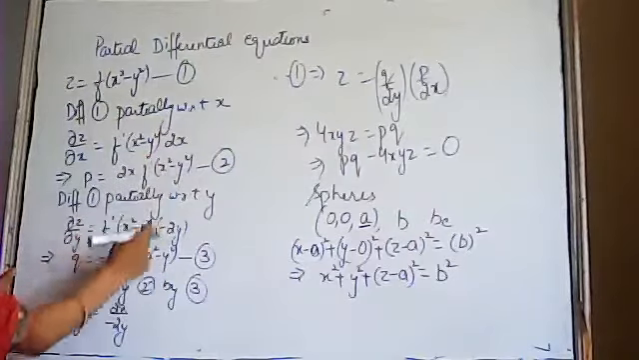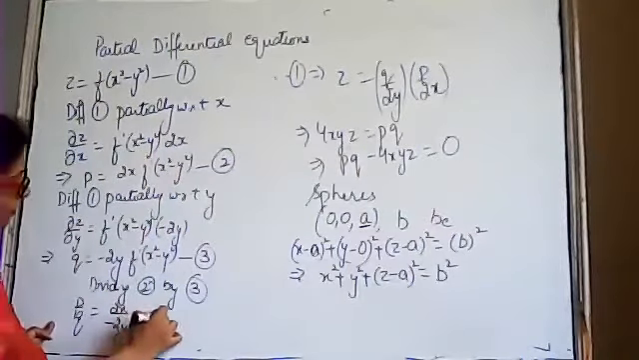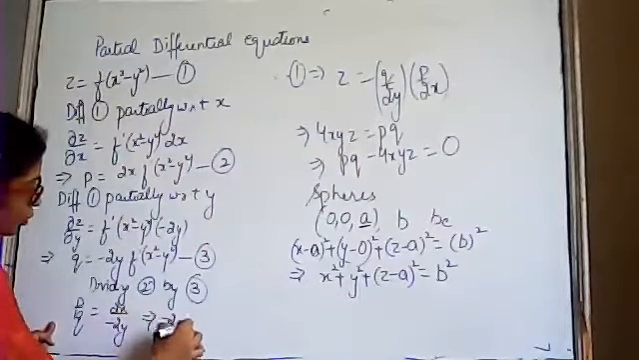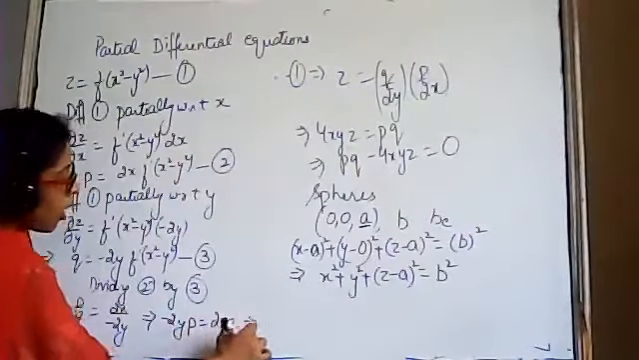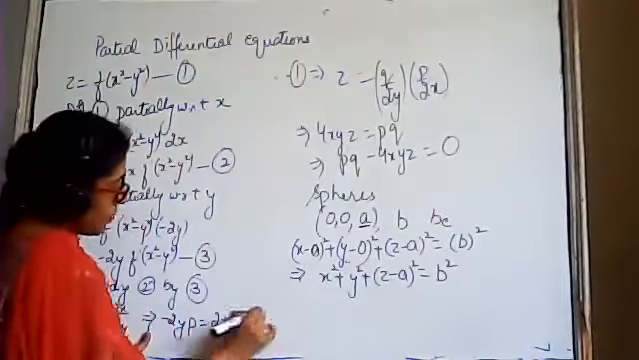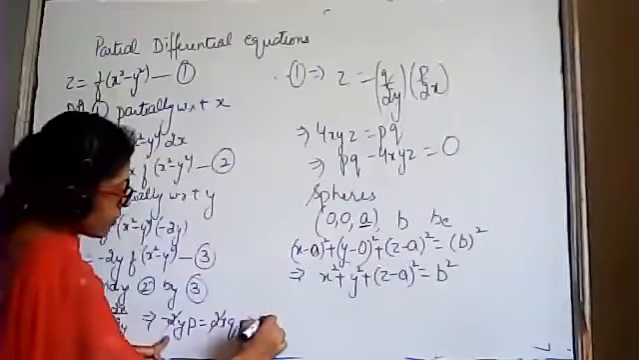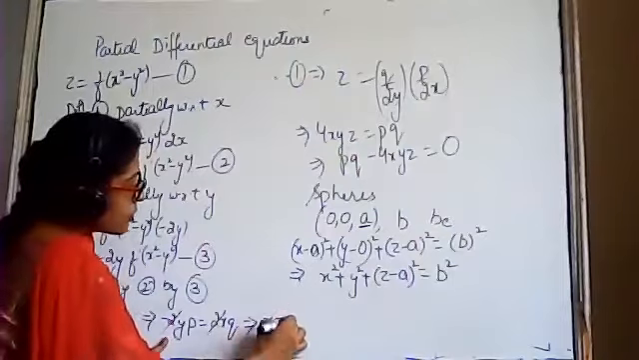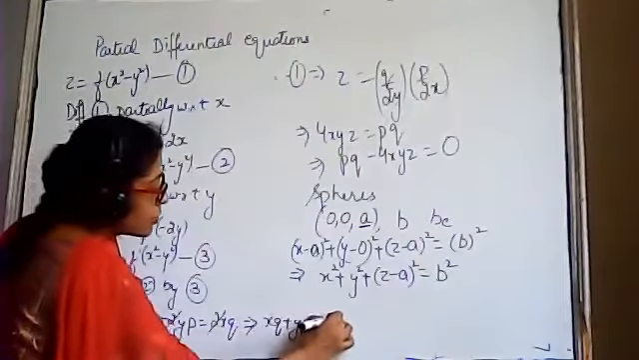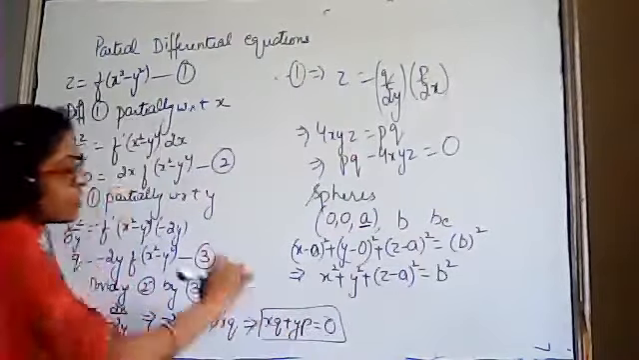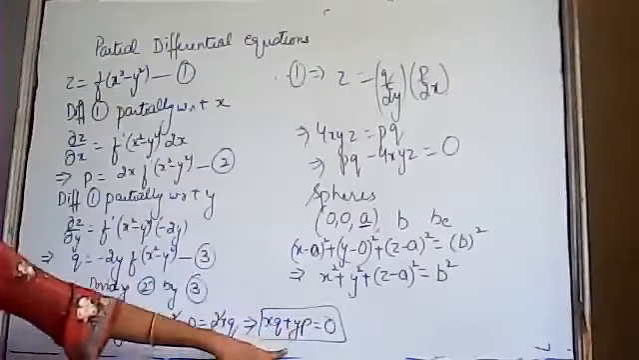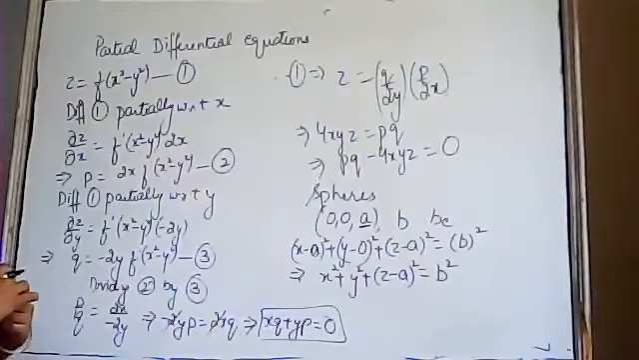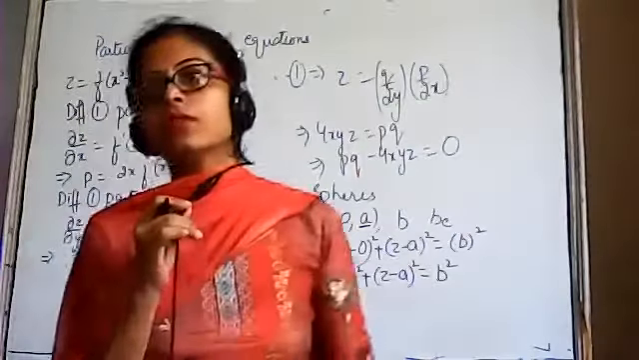These two functions will cancel each other. We get minus 2yp equals to 2xq, or it can be written as 2 and 2 will also cancel each other. We get xq plus yp equals to 0, which is our required differential equation in the form of p and q again.